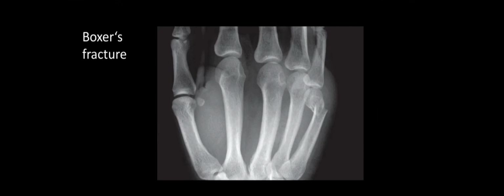Next, the Bennett's fracture. The Bennett's fracture is a fracture at the base of the first metacarpal, and it is intra-articular, and this may lead to dislocation of the first metacarpal. Next, the Boxer's fracture. It is the fracture of the neck of the metacarpal and most commonly involves the neck of the fifth metacarpal. You can see the Boxer's fracture.